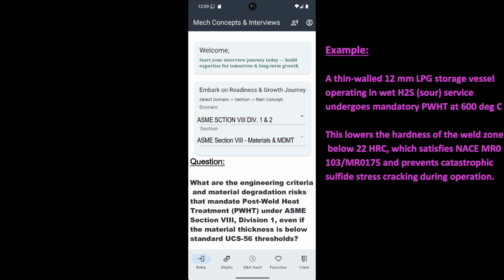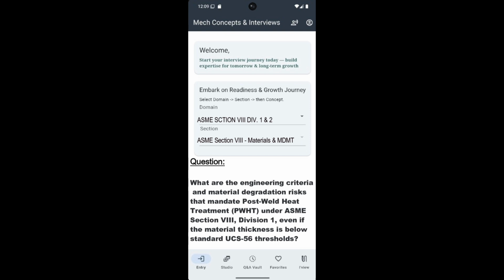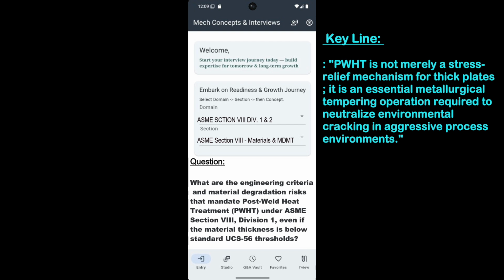And what does that 22 HRC get you? By physically softening the steel to that specific threshold, you give it the ductility it needs to allow hydrogen atoms to pass through without getting trapped and cracking the metal. Achieving that 22 HRC limit strictly satisfies NACE's MR0103 and MR0175 standards.